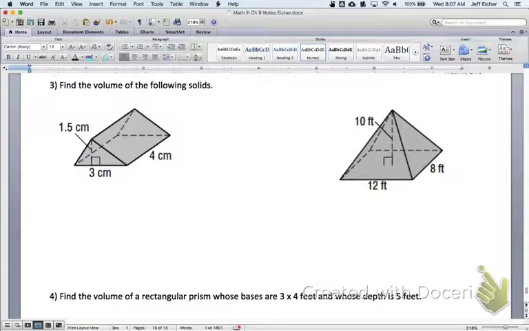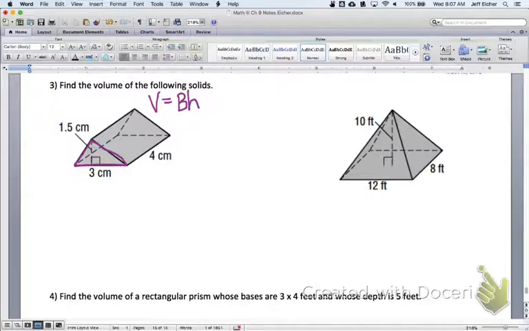For number 3, we have a prism. Looks like a triangular prism. And then the other one is a pyramid. So let's look at these. Recall how to work with these. So with a triangular prism, the volume formula is the area of the base, which is the triangle, times the height.